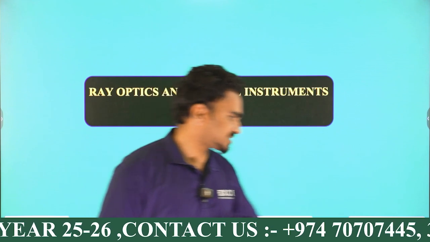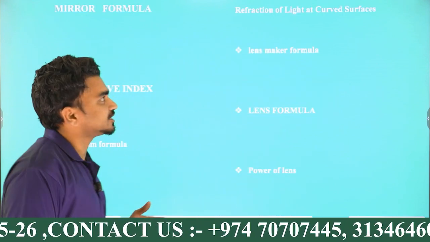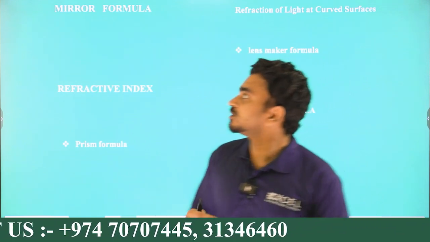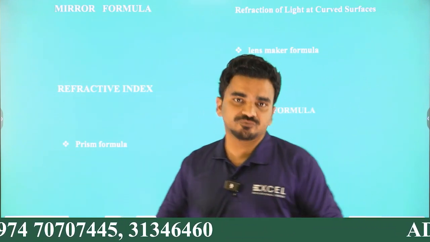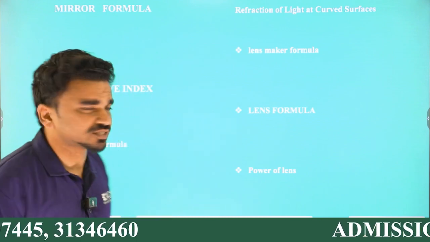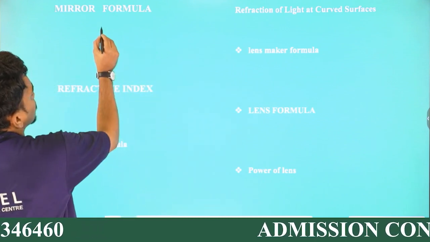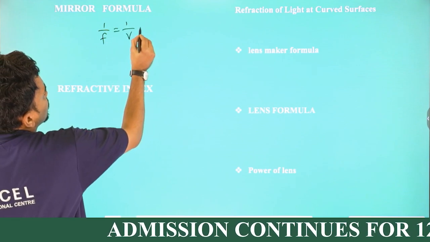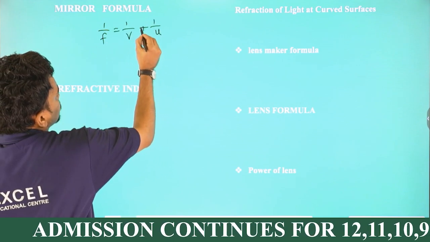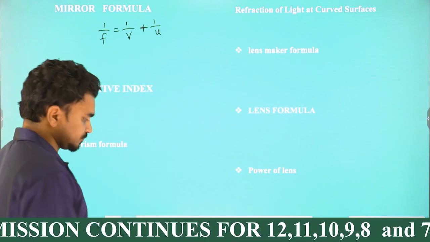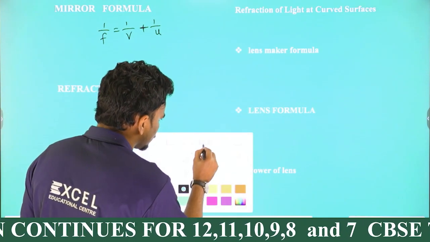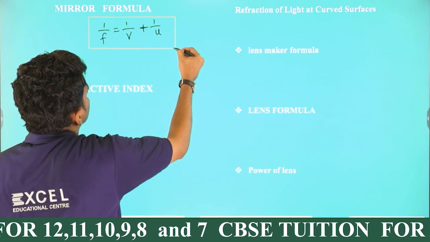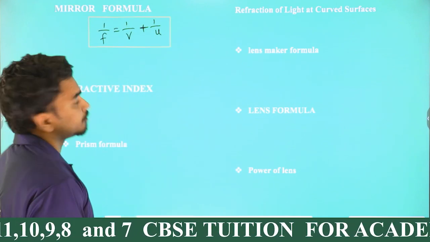Here I have written all the headings of the equations, so let us write the equations now. The first one we have to study is the mirror formula. You learned it from class 10 onwards. What is the mirror formula? 1/f = 1/v + 1/u. That's what we call the mirror formula. You can arrange it beautifully with different colors.